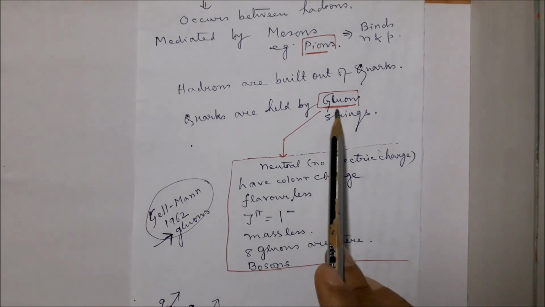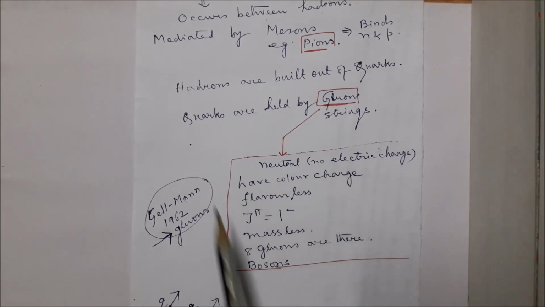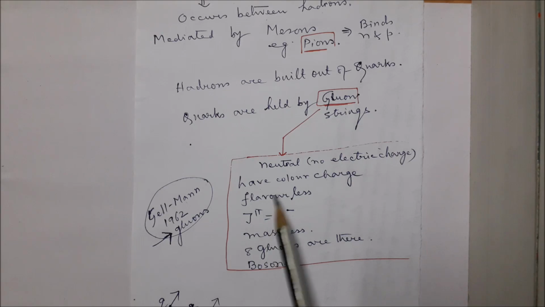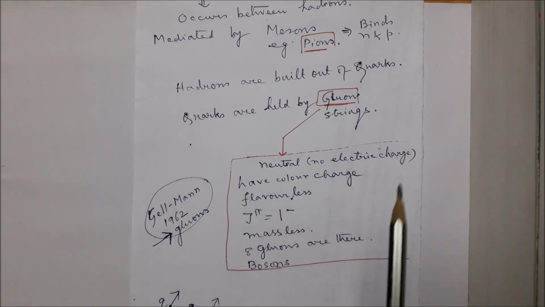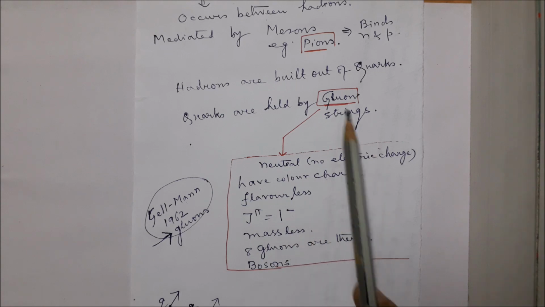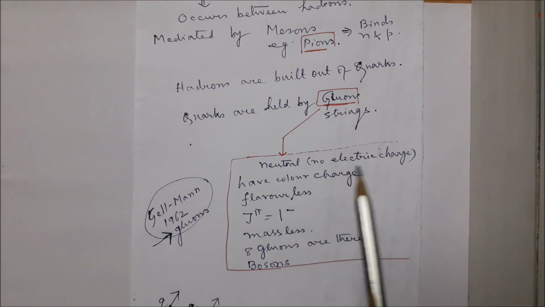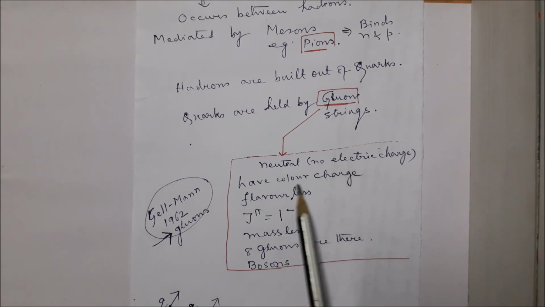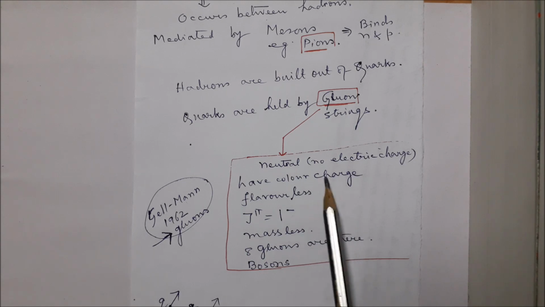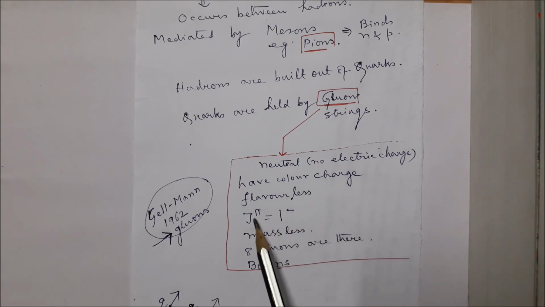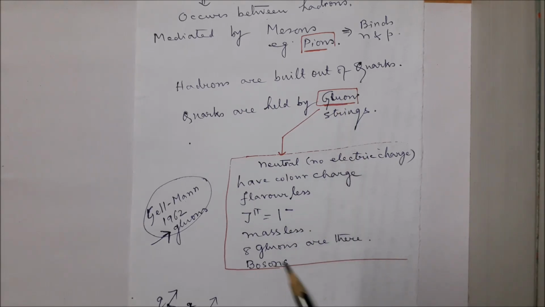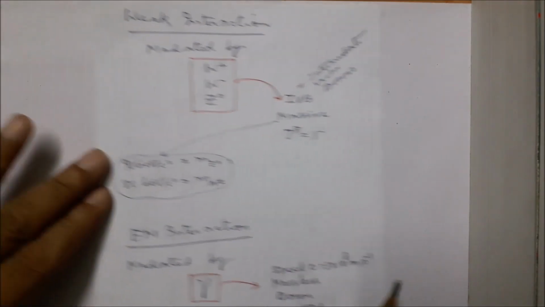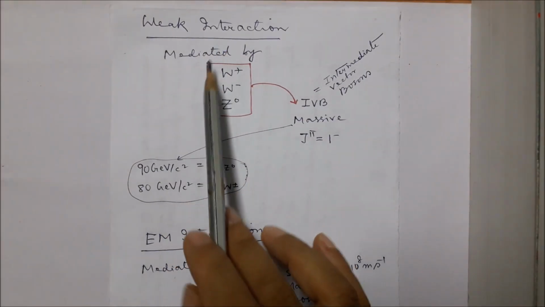And the gluons have these properties. We are not going into details. We are not going into elaboration of these things, I am just reading out. Gluons are neutral, having no electric charge, but they possess color charge. They are flavorless, spin parity is of this value, massless, and there are 8 types of gluons, and they are bosons.